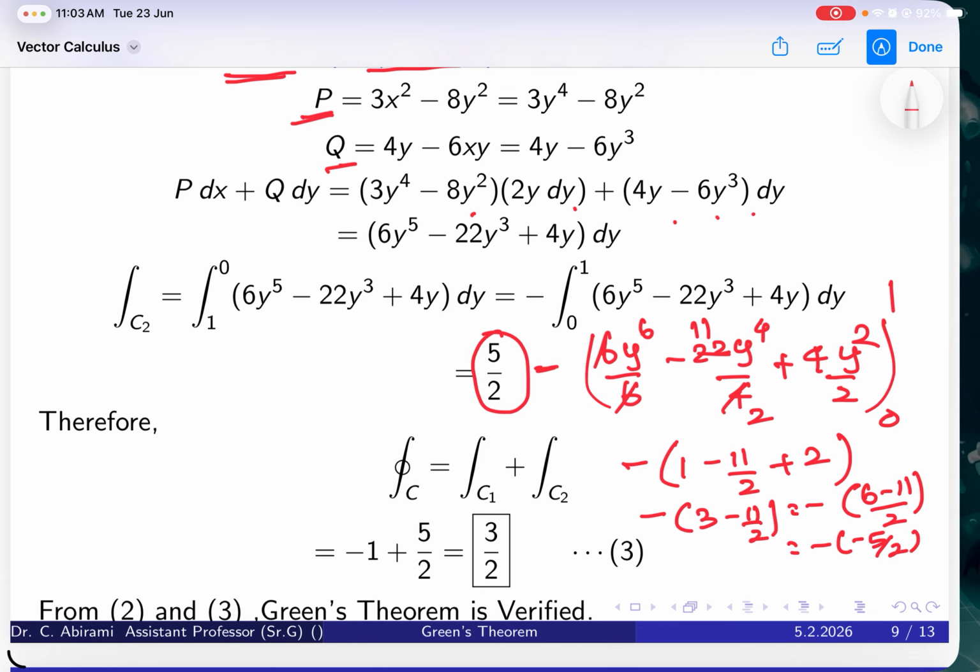Okay, after this, what we are going to do, we can add both C1 and C2. So the integral over C can be split into two different parts, along OA and along AO. So I can add both the integrals' values. So minus 1 plus 5 by 2, the value will be equivalent to 3 by 2. So already we proved the right hand side is 3 by 2. The left hand side is also 3 by 2. Therefore, from 2 and 3, Green's theorem is verified.